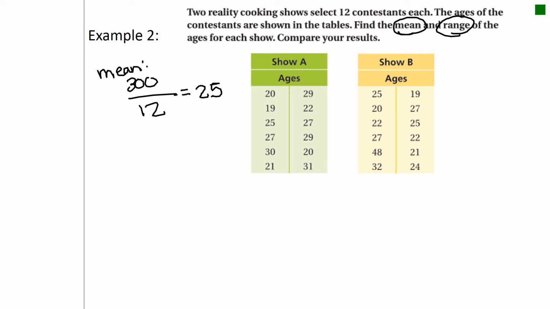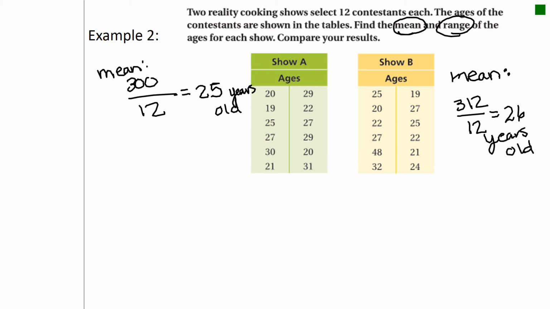The ages of the contestants are shown. Okay, B, the mean for show B: I got 312 as the total of all the ages added up, and there are 12 contestants there, so the average age there is 26 years old.